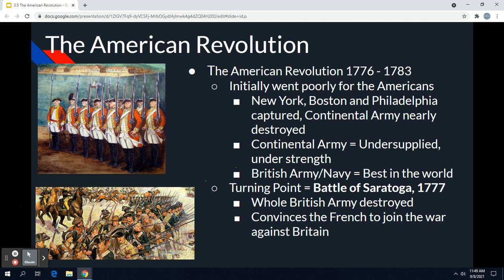The turning point of the whole war is the Battle of Saratoga. At the Battle of Saratoga, the Americans hold their ground, surprise an entire British army, and destroy it. And I mean an entire British army. And what this does, it's not as much that it beats the British as that it convinces the British's biggest rival, the French, to join the war. So the French want to see the British essentially knocked down a peg. And they join the war against Britain because anything that hurts Britain is a good thing, obviously.